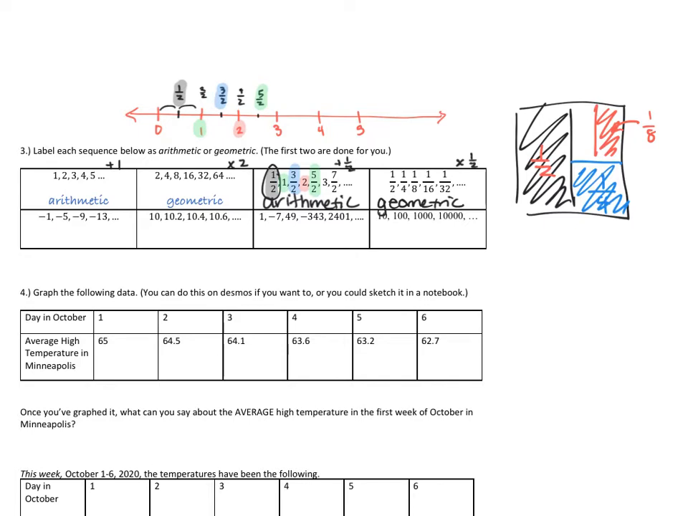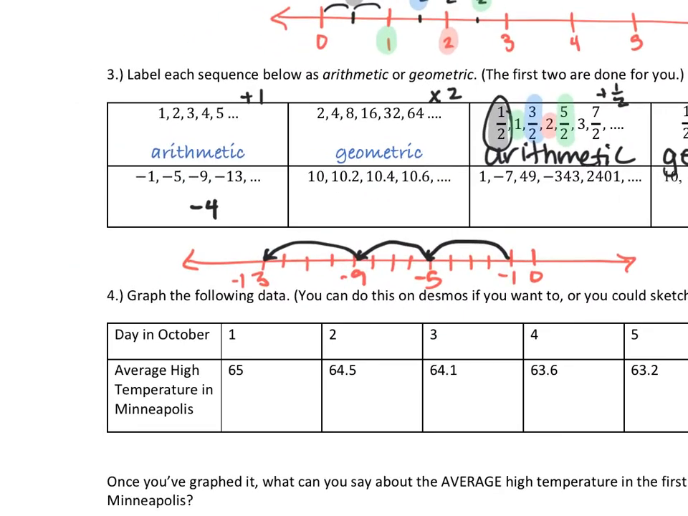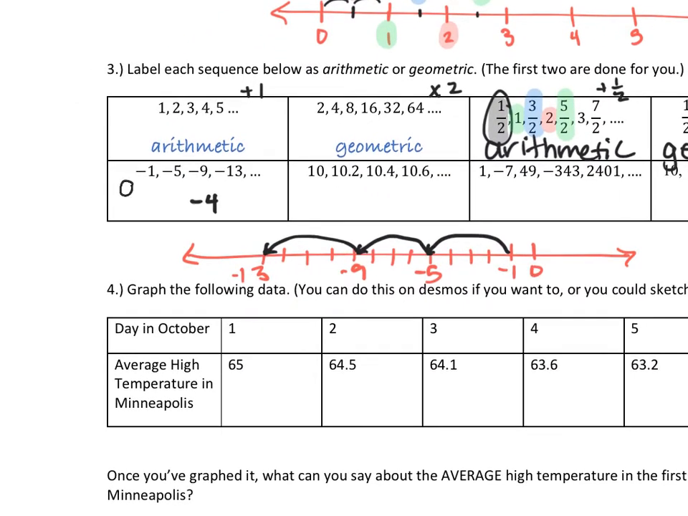Okay. Then we have -1, -5, -9, -13. Oh, if I put this on a number line, that is going to be very nice. So here's 0, -1, -2, -3, and so on up to -13. And I'm going down by 1, 2, 3, 4, 1, 2, 3, 4, 1, 2, 3, 4. So I'm subtracting 4, and that means that this one is going to be also arithmetic.